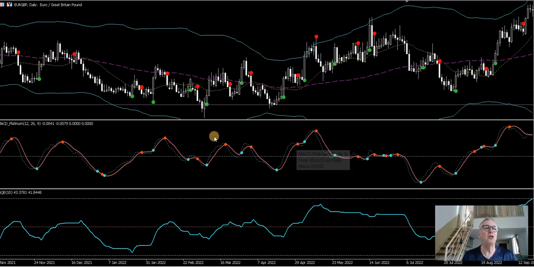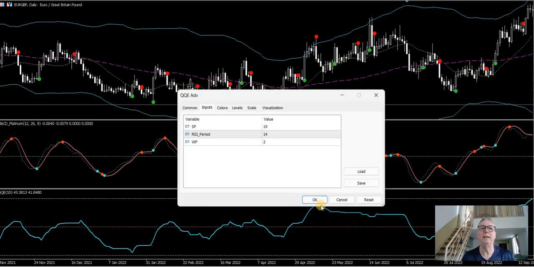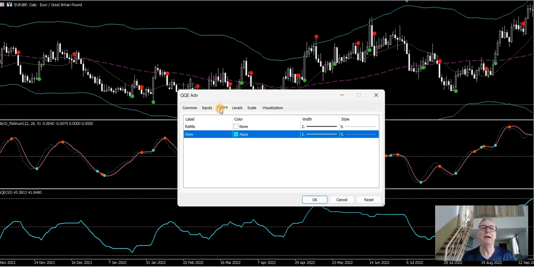MACD Platinum, nothing changes, 12.26.9. That's a gimme, that's a zero level in there. This is the QQE Advanced. All right, let's have a look at this, a little tricky. 10.14.2. Instead of 1.83, it's 10.14.2. Now, colours, I've only got the slow line highlighted.